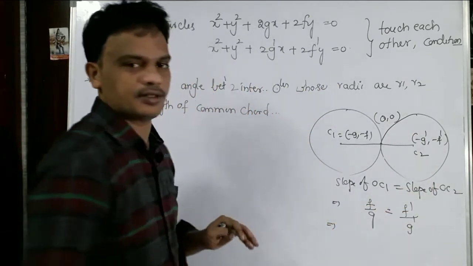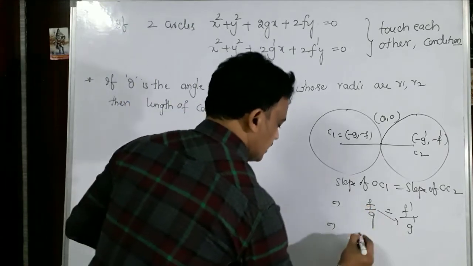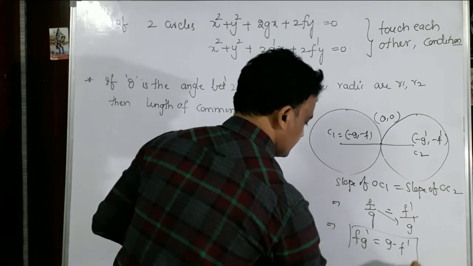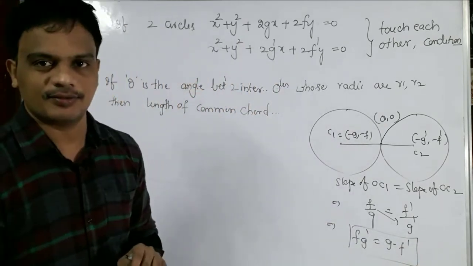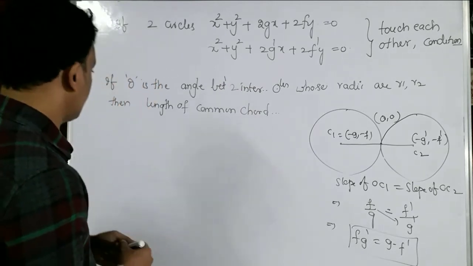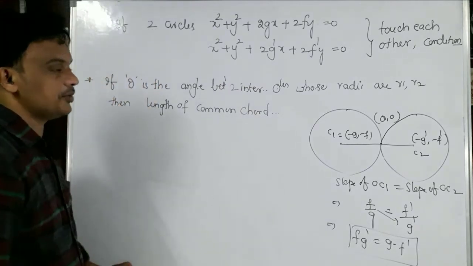Yes, you got the condition. This is F into G dash equals G into F dash. That will be the condition. One of the very important conditions. So, coming to the next thing, an important concept from the objective point of view.